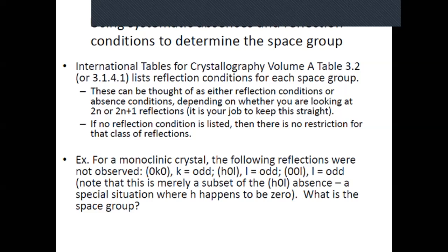So we'll use systematic absences and the reflection conditions to determine the space group. And for this we use the table I just showed you. It contains all the reflection conditions for each space group. So again, reflection conditions are when they're even, absent conditions are when they're odd. Now, if you don't see a reflection condition, then there's no restriction for that class of reflections.